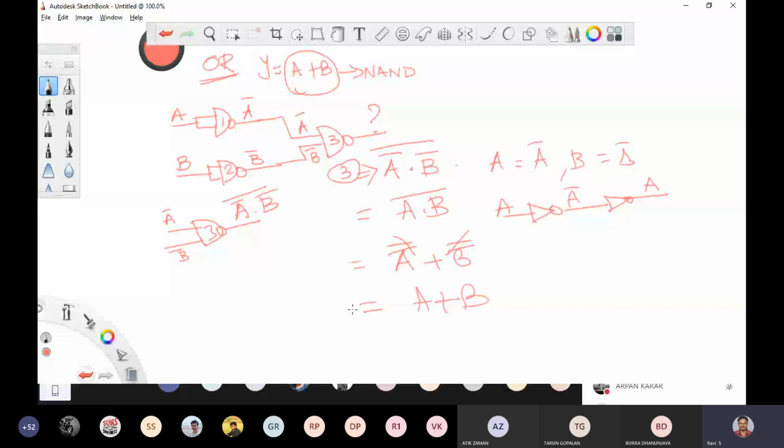So now this is the OR implementation using only NAND. I'm not using any other logic gates. I'm using only NAND. Correct? So this is the second logic gate implementation using only NAND.